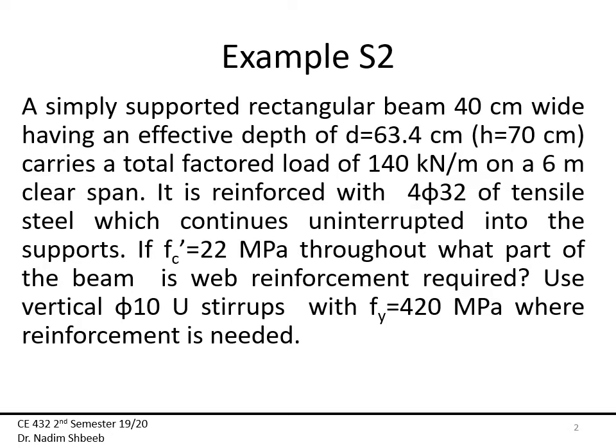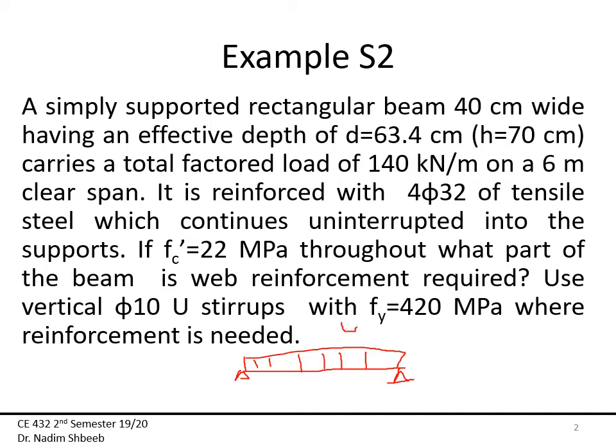Now here I have a simply supported rectangular beam. It's 40 centimeters wide. It has an effective depth of D equals 63.4. The total height H is 70 centimeters. It carries a total factored load of 140 kilonewtons per meter. So pretty much what I have, this is my beam right here, and I have a distributed load. My drawing is not up to par, but hey, this is what I have.